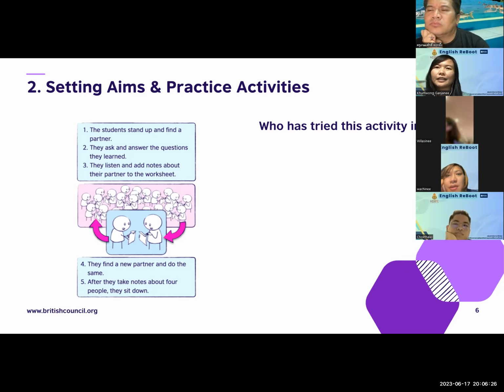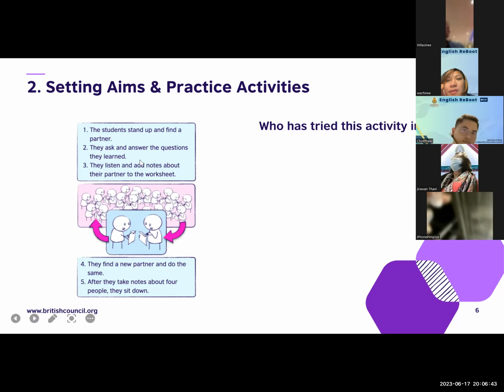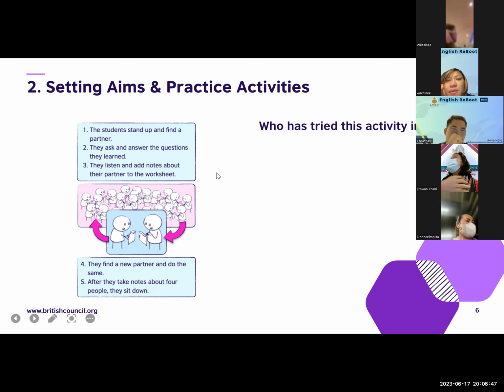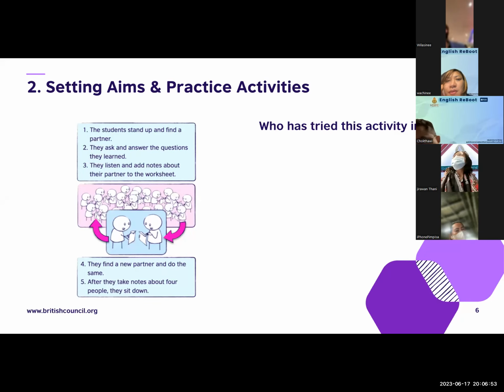Maybe it's hard for them to take notes, because I think their listening skills are okay, but the writing is sometimes not so good. For the first time, maybe we need to teach them some vocabulary first, and then we go through the activities after, because this activity is quite good.